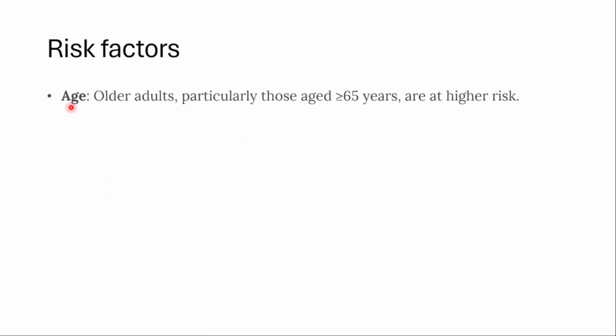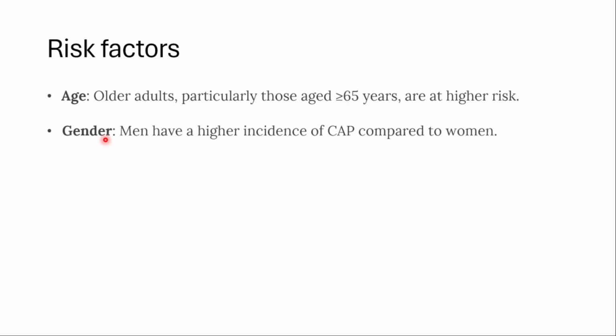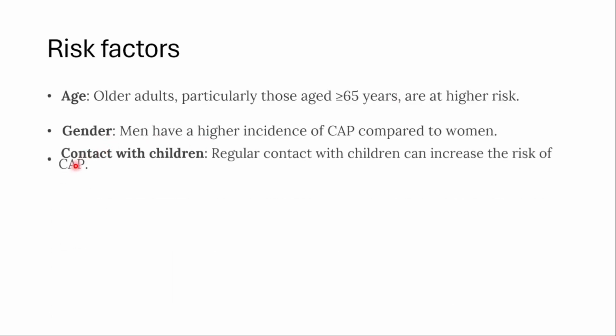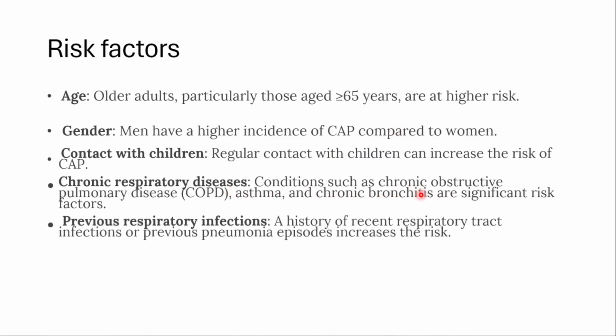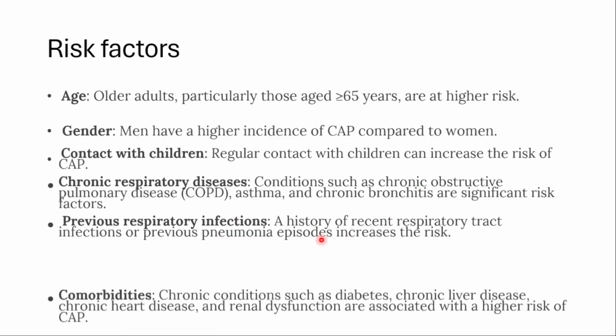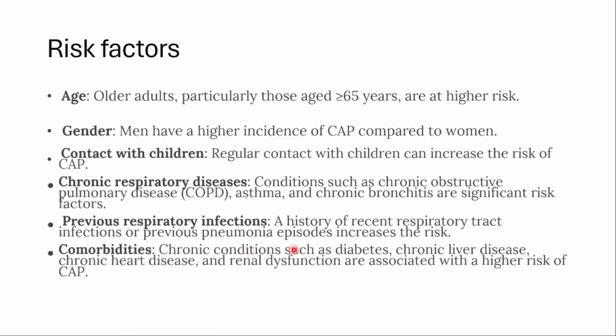The risk factors for community-acquired pneumonia: age, older adults, particularly those aged over 65. Gender, men have a higher risk. Contact with children, regular contact with children can increase the risk. Chronic respiratory diseases like COPD, asthma, and chronic bronchitis are significant risk factors. Previous respiratory infections, like a history of recent respiratory tract infections or previous pneumonia episodes, increase the risk. Comorbidities, chronic conditions like diabetes, chronic liver disease, chronic heart disease, and renal dysfunction, are associated with a higher risk.